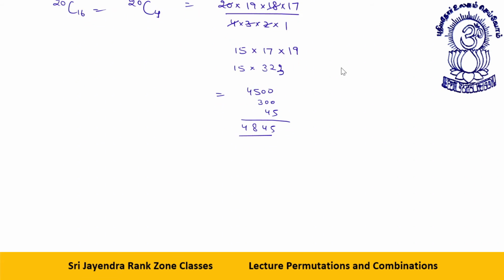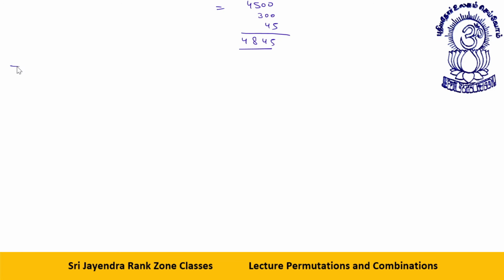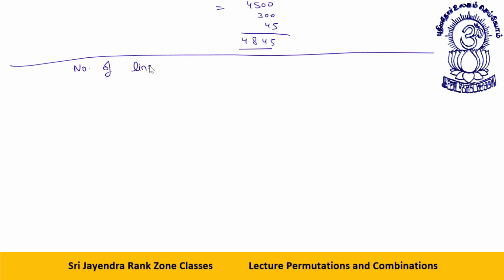Now the next thing is the number of line segments out of n non-collinear points. That will be equal to nC2. See, you have n points. None of them are, no three of them are collinear. Okay, no three of them are on a straight line. Out of n non-collinear points, you just pick any 2 points, you will get a line segment.